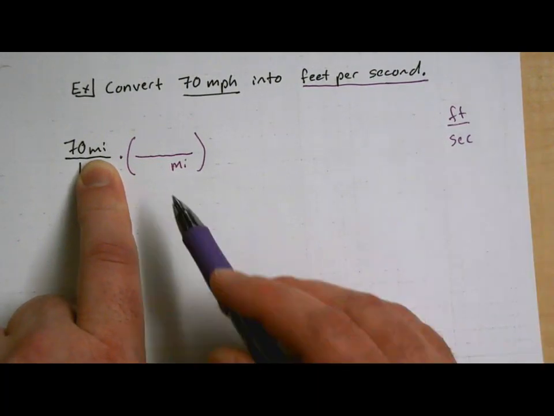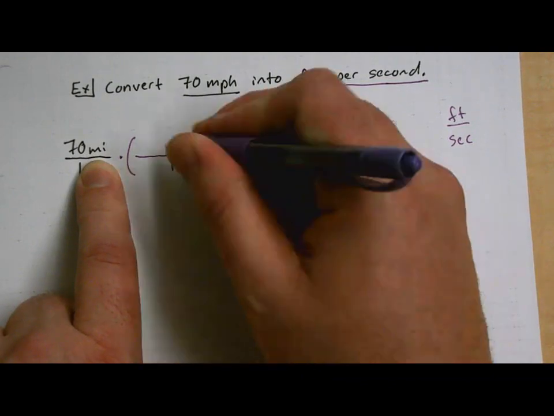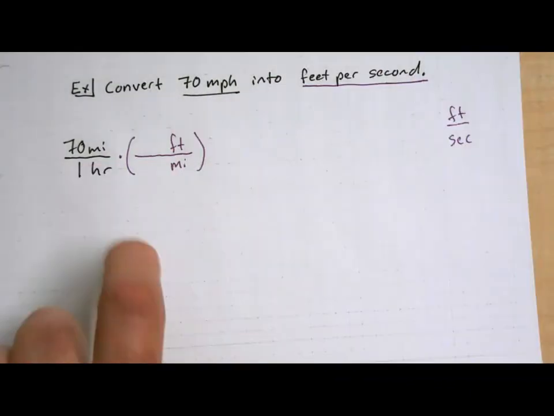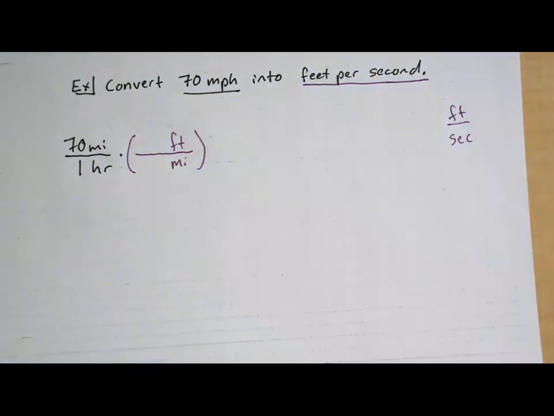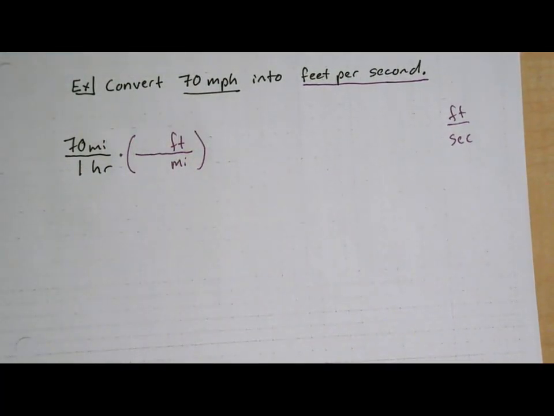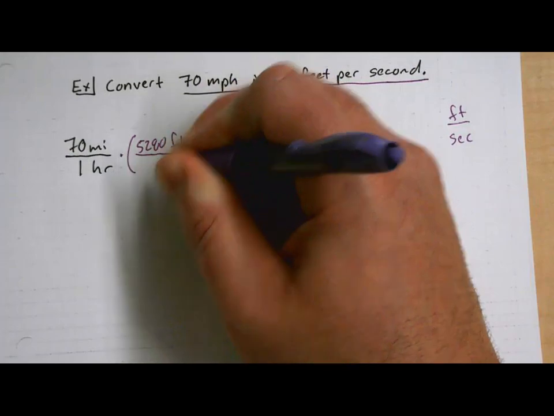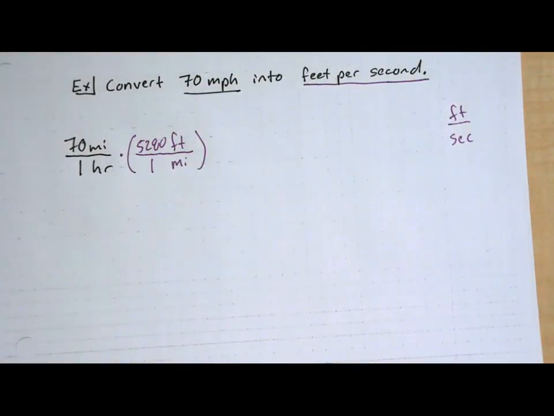What can I convert miles into? Can I convert miles into feet? Yeah, we can. Can somebody give me some numbers that I can put into this fraction so that I have the same thing in the numerator and the denominator? 5,280 feet is the same as 1 mile. Now we'll look and see if there's anything that we can cancel, and there is.